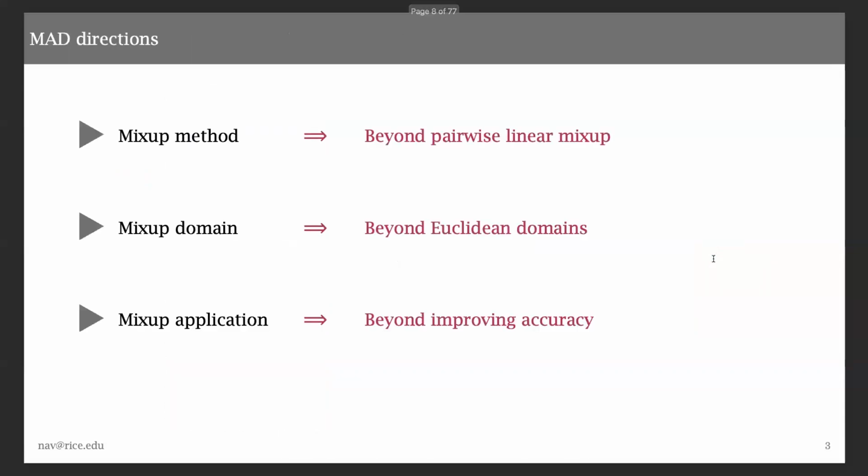So we have three directions in particular in which we're extending Mixup. So first, we want to look beyond the case where we're taking these convex combinations of just pairs of samples. And then we'll look beyond Euclidean domains to look at Mixup of graphs. And then finally, Mixup, and data augmentation in general, is primarily applied for improving model performance in terms of accuracy, but we want to see if we can apply the advantages of Mixup for promoting other kinds of desirable model behavior. So first we'll look at going beyond pairwise linear Mixup.